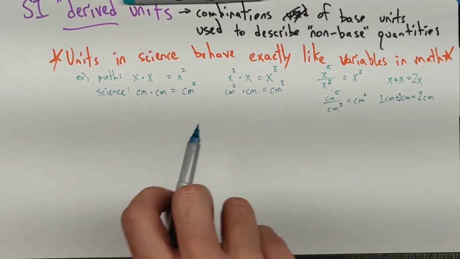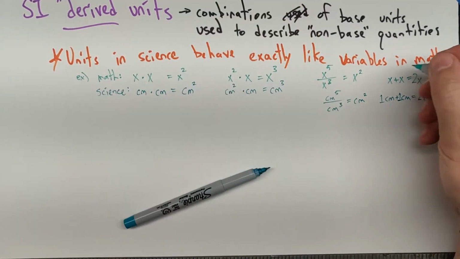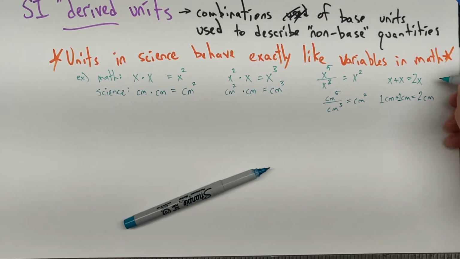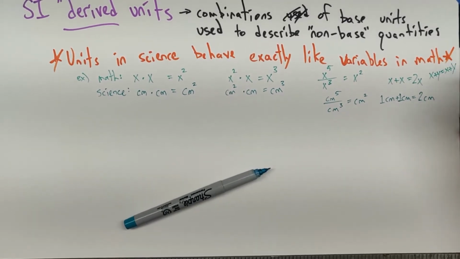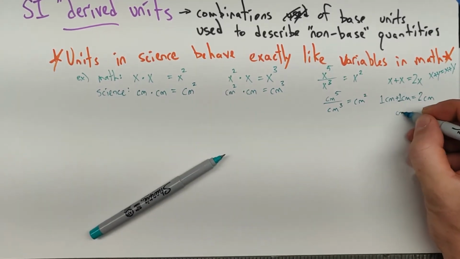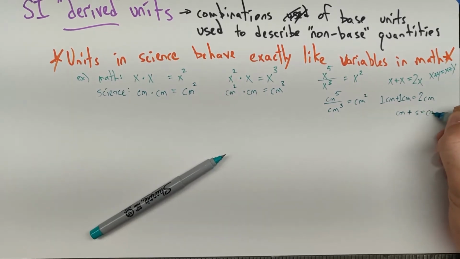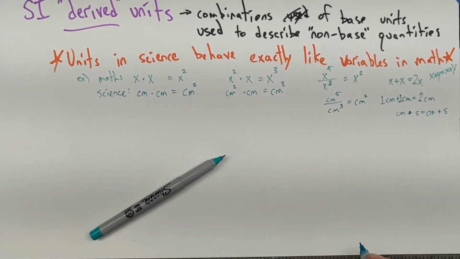And if you did not have the same, and I think that's kind of interesting to look at, if you had, and I'm out of room, but if you had x plus y, that would be x plus y. You couldn't add them together. So similarly here, if you had like centimeters plus seconds, that would be centimeters plus seconds, because those don't add up. They're like a different variable would be in math.